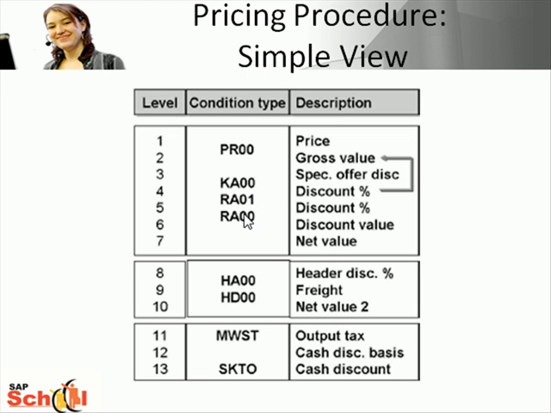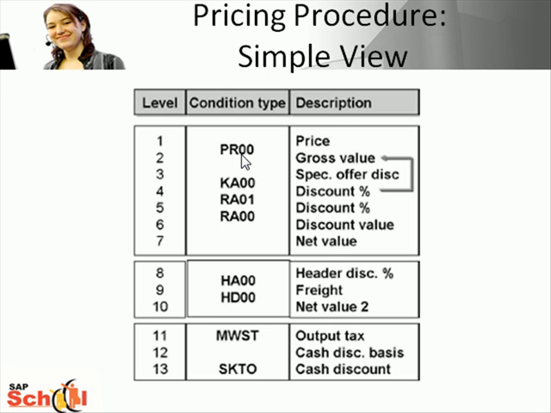KA and RA are discounts and rebates. These are freight charges, some tax represented by MWST, and a cash discount condition type SKTO. So essentially a pricing procedure looks like this. You've got a series of condition types which are evaluated one by one by the system.